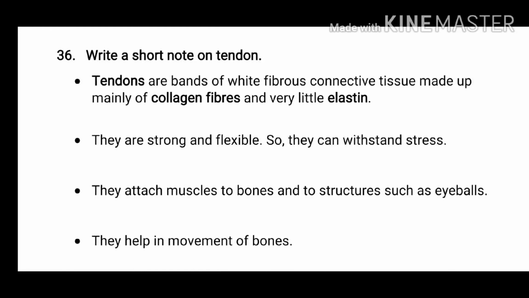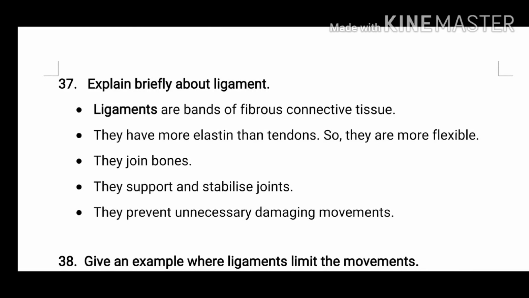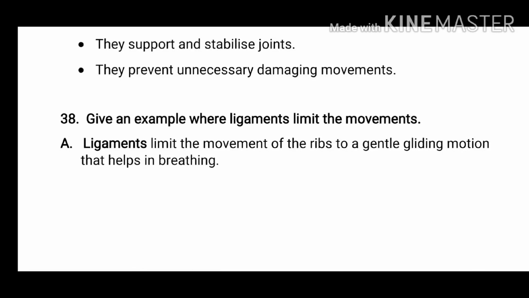Next question. Explain briefly about ligament. Ligaments are bands of fibrous connective tissue. They have more elastin than tendons. In tendons, we have only little elastin, but these ligaments have more elastin than tendons, so they are more flexible. They join bones, they support and stabilize joints. They prevent unnecessary damaging movements. Next question. Give an example where ligaments limit movements.